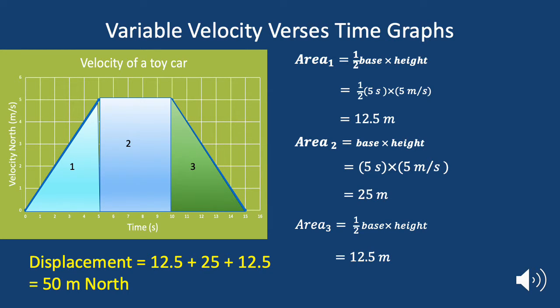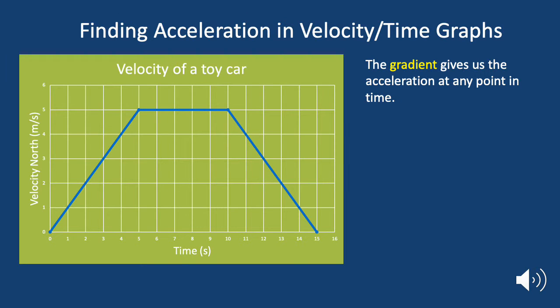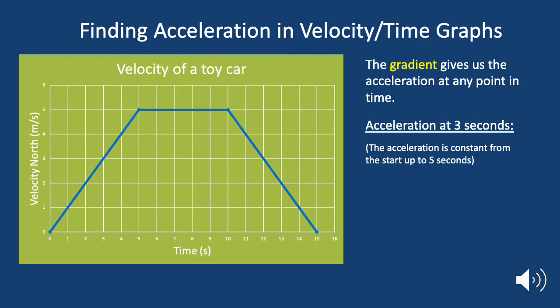Okay, what about the acceleration? Here we go. The gradient gives us the acceleration of the object at any point in time. So we look at the gradient. Now, if we look at 3 seconds, we see that this journey is broken up into 3 parts. For the first 5 seconds, we're accelerating, we're getting faster. For the second 5 seconds, we are cruising. And then for the final 5 seconds, we are slowing down.